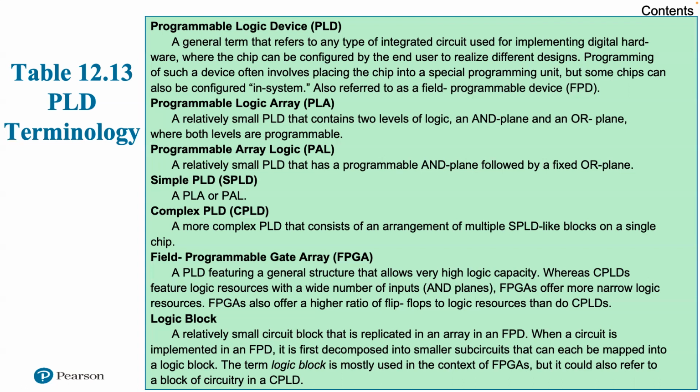Thus, it becomes attractive to develop a general-purpose chip that can be readily adapted to specific purposes. This is the intent of the programmable logic device, or PLD. There are a number of different types of PLDs in commercial use. Table 12.13, which I'm showing here, lists some of these terms and defines some of the most important types. In this section, we will look at one of the simplest such devices, the programmable logic array, or PLA, and then introduce perhaps the most important and widely used type of PLD, the field programmable gate array, or FPGA.